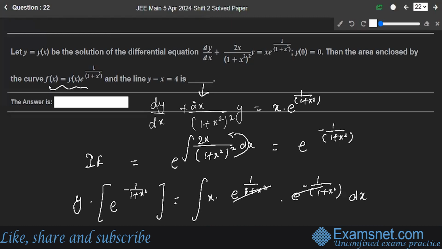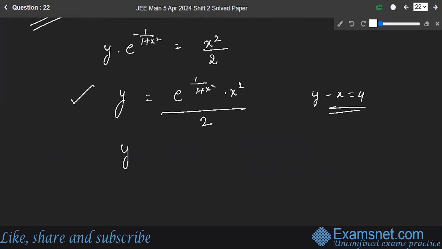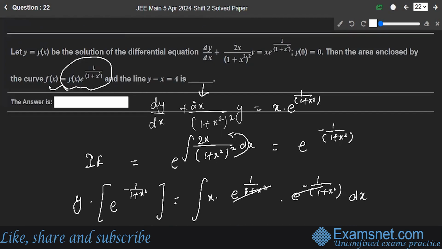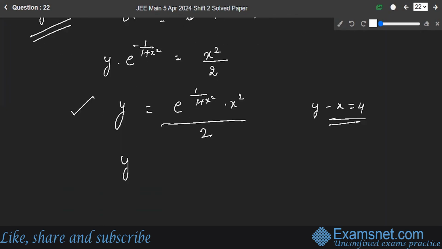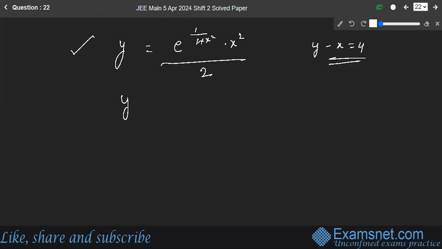So this is your f(x) is equal to this, and therefore, wait, this is y into this. There's a small correction. Here is supposed to be -1. There's a correction in the question. So this is equal to y into e raised to power this is equal to x square by 2. And so you have to find out the area between x square by 2 and the line y minus x is equal to 4.